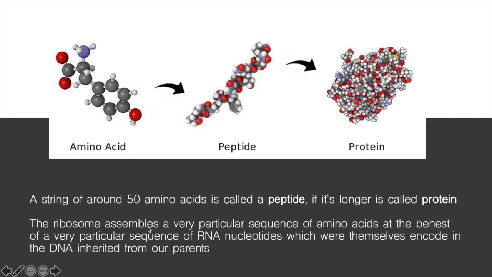So the ribosome assembles the very particular sequence of amino acids at the behest of a very particular sequence of RNA nucleotides, which were themselves encoded in the DNA that was given to us from our parents. So again, from the DNA to RNA, we have the process that is called transcription. And from the RNA we have the process that is called translation, where the RNA is translated to have a protein, to be able to have a synthesis of protein.